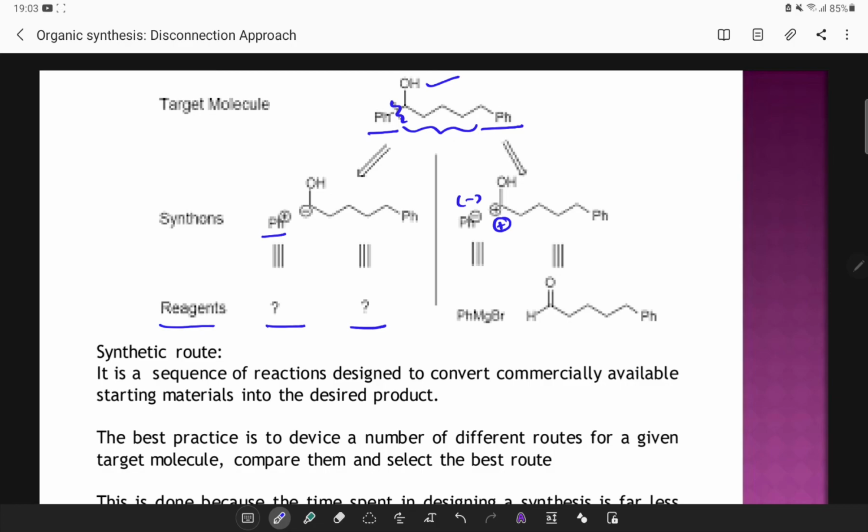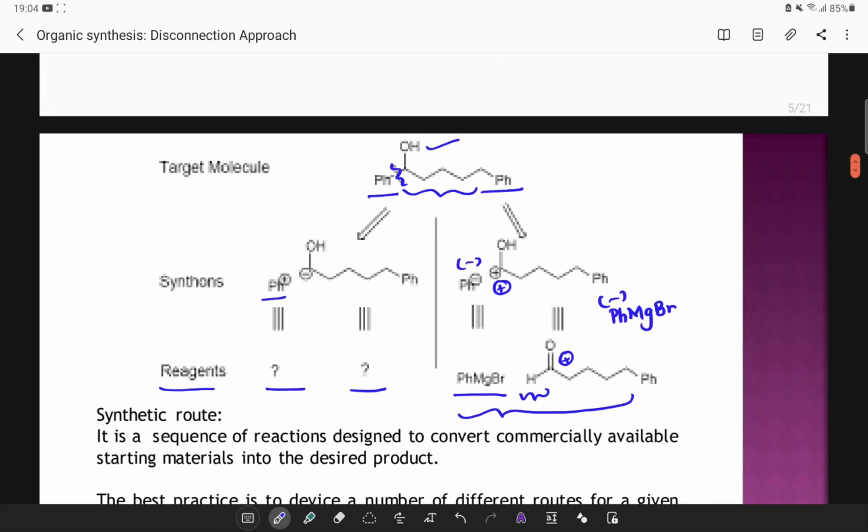That means I have to get a negatively charged Ph. How can we get a negatively charged Ph? It should be a Grignard reagent, and hence we write the Grignard reagent as PhMgBr. This Grignard reagent has a Ph which carries a negatively charged system. The carbonyl carbon will have a positively charged system. Such reagents are feasible in nature and we can get them commercially. Based on that we can design the target molecule.